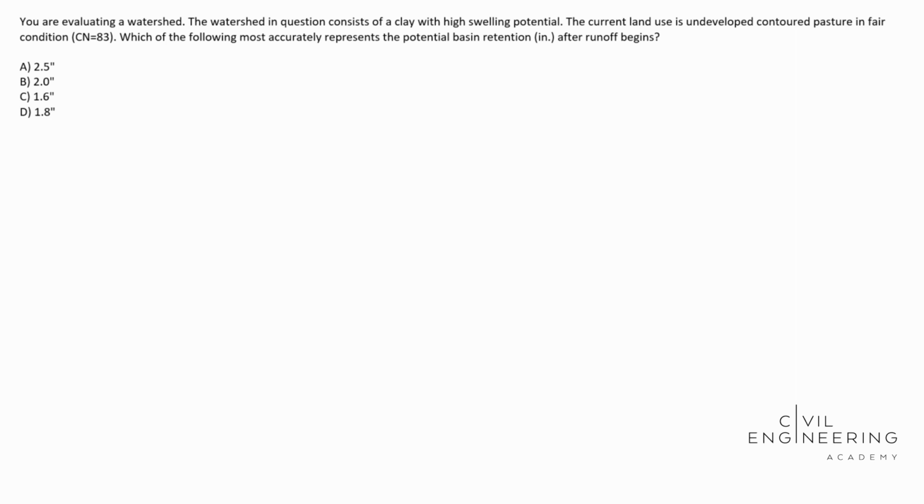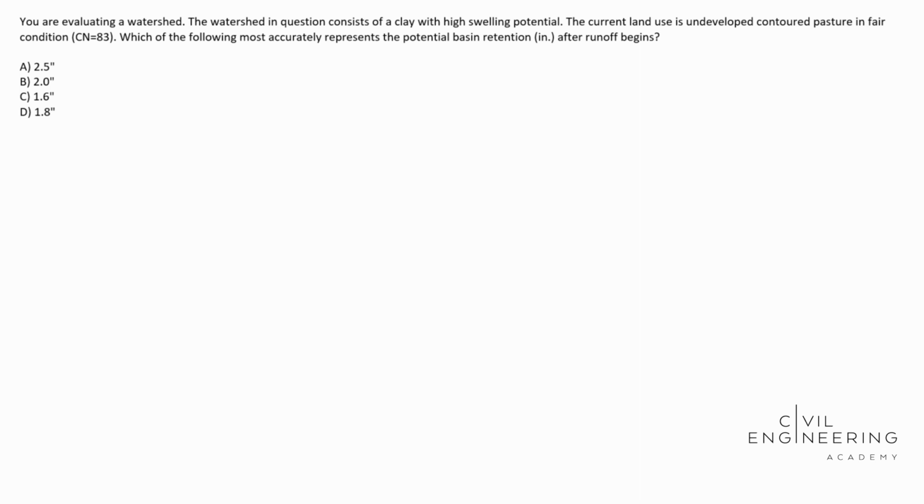So today we have a hydrology problem, and in particular, we're going to be talking about a runoff analysis. So here's what the question says. You are evaluating a watershed. The watershed in question consists of a clay with high swelling potential. The current land use is undeveloped contoured pasture in fair condition. Then we see our CN values given to us there. Which of the following most accurately represents the potential basin retention after runoff begins?